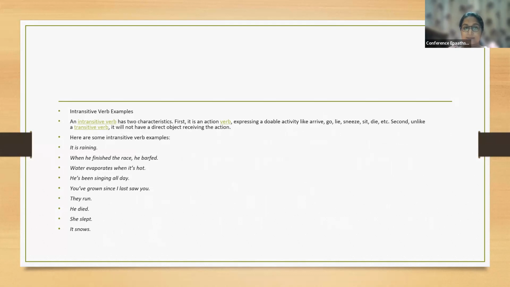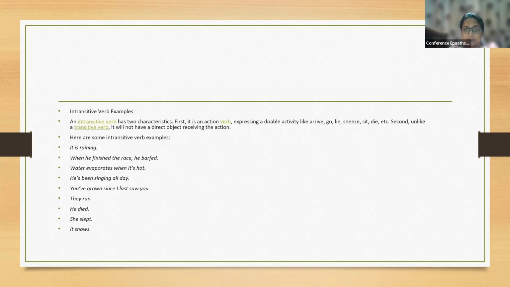So, an intransitive verb has two characteristics. First, it is an action verb expressing a doable activity like arrive, go, lie, sneeze, see, die, etc. Second, unlike a transitive verb, it will not have a direct object receiving the action. So, intransitive verbs are mainly action verbs, but unlike the transitive verbs, they don't have any direct action.